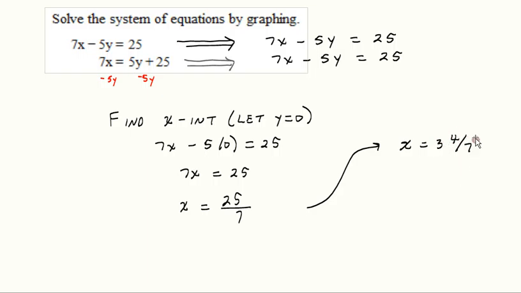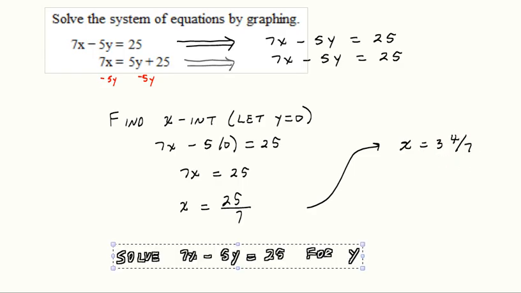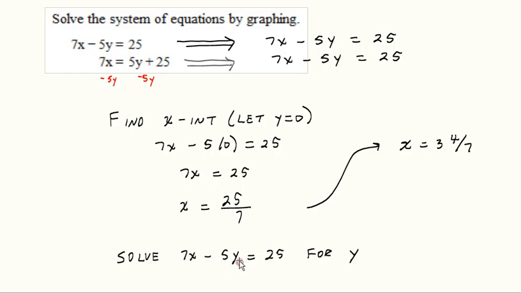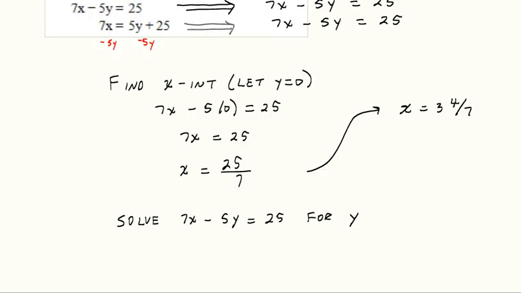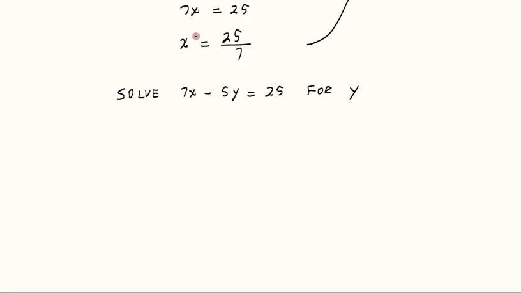Now that's not going to be any fun to try to graph, especially in my math lab where we have to be very precise. So this method, while it seemed like a good idea at the time, we can see here that we're going to have a problem trying to graph 3 and 4/7. So we need to scrap this idea and try to graph this equation another way. And the other way to do it is to solve the equation for y. So take 7x minus 5y is equal to 25 and solve it for y.